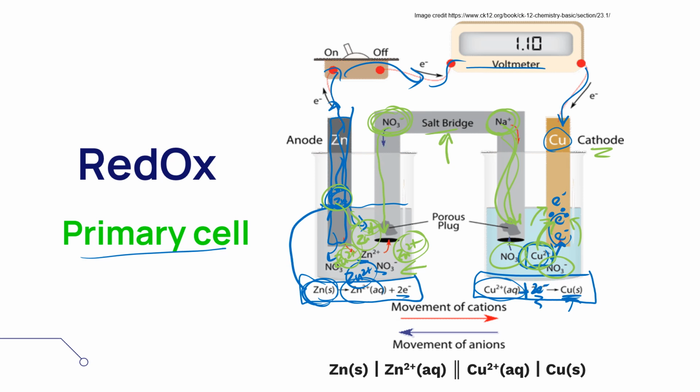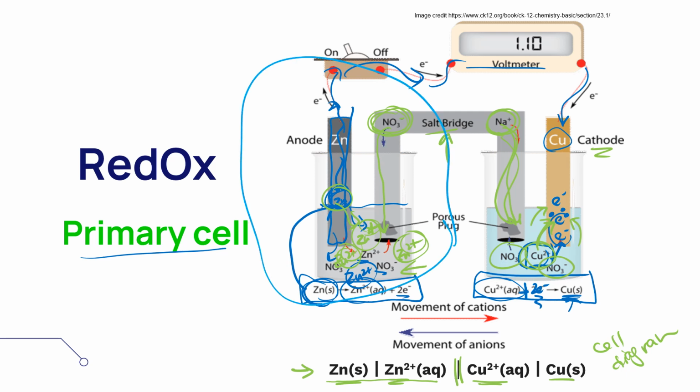Sometimes we can shortcut the diagram and show this. This is called a cell diagram. And here we have what's happening at the anode, our oxidation reaction. We've got our zinc solid turning into zinc ion. We're going to draw 2 vertical lines to show the reduction side, where we have our copper ions being reduced to solid copper metal.